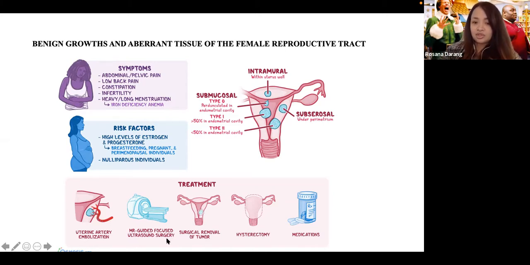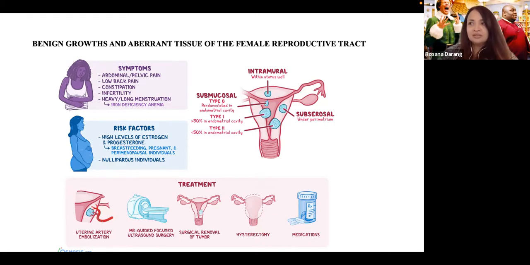There's also surgery, whether it's a complete invasive radical removal of the lump or the mass, okay? Or we also have ultrasound guided surgery. Hysterectomy is a complete removal of the uterus.